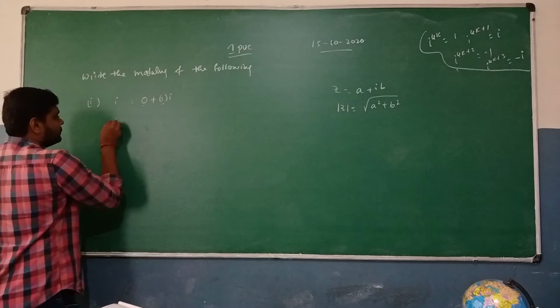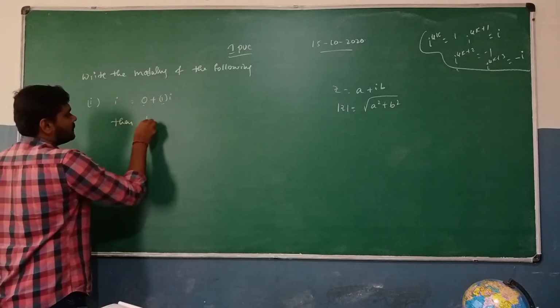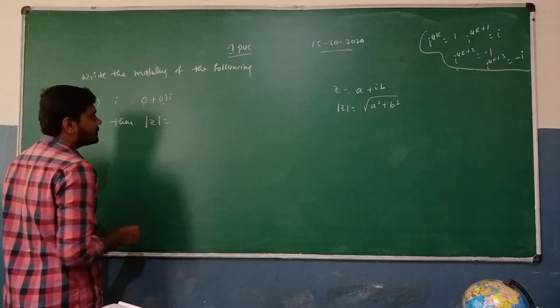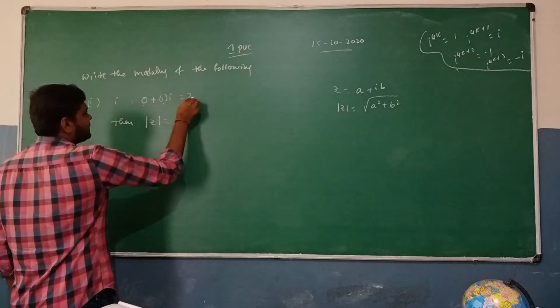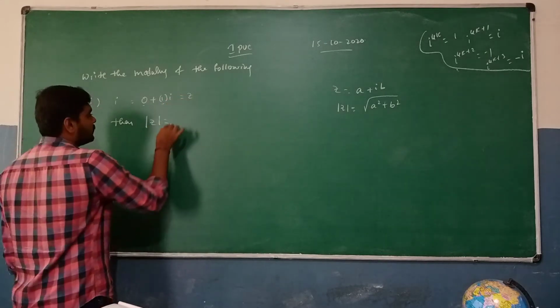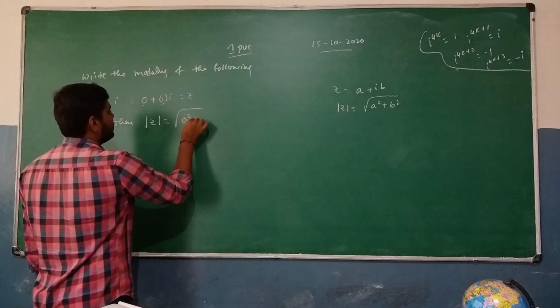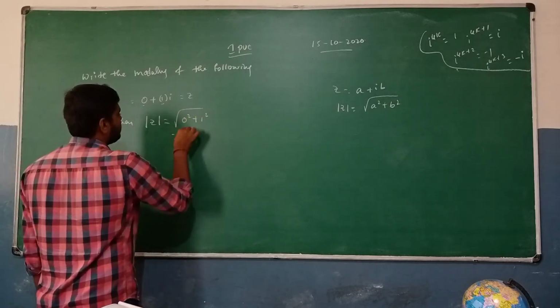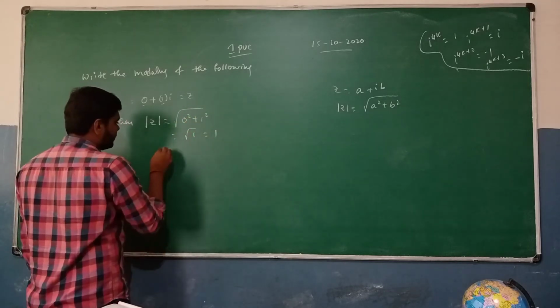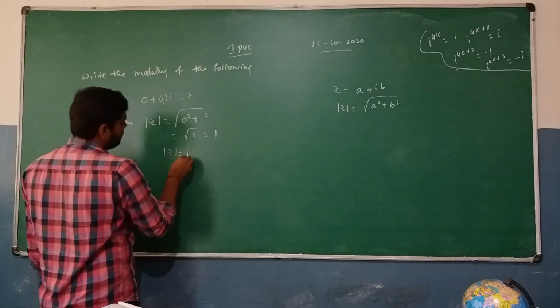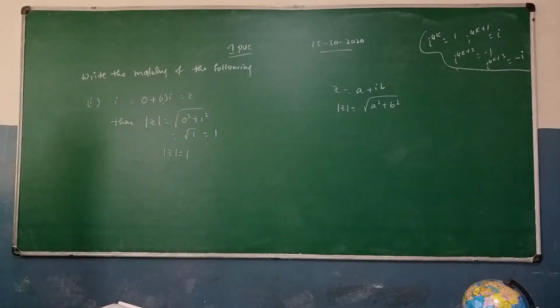Then modulus of z is equal to root of 0 square plus 1 square, that's going to be equal to root 1. It can also be written as 1. Then modulus of z is equal to 1.